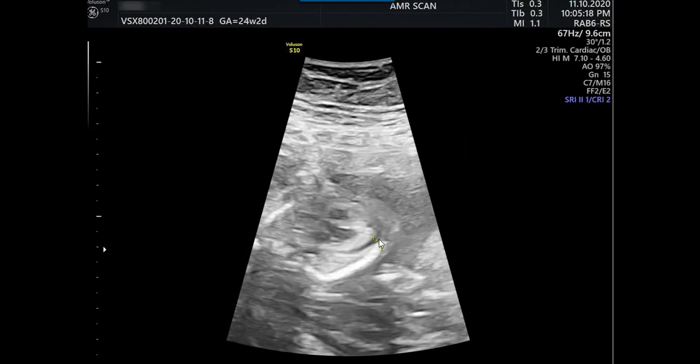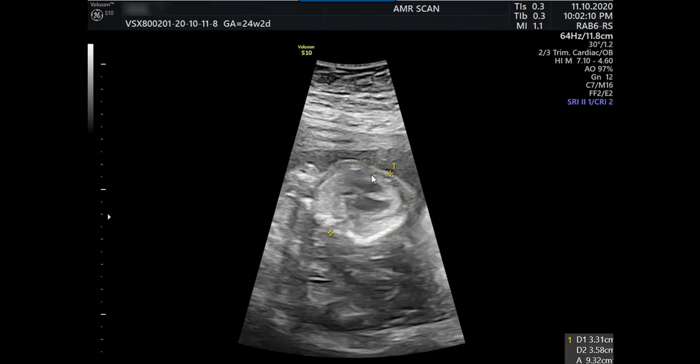On looking at the thorax, you will notice that the heart is apparently enlarged. Actually, it is not enlarged, but the thorax is small, so disproportionately the heart appears larger. You will also notice the short ribs. Again, the heart looks quite large in relation to the chest.